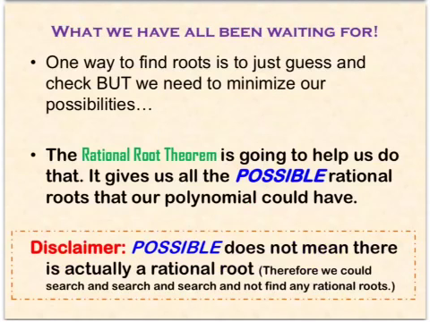Alright, so here we go. The rational root theorem is going to help us find all of the rational roots that are possible for a polynomial. Now, this word possible is very important. I want you to understand that this is just telling us all the different rational numbers that could work. Now, it doesn't mean that they do, and it doesn't mean that the answer is in that list, but it means if a rational root exists, it will be in that list.